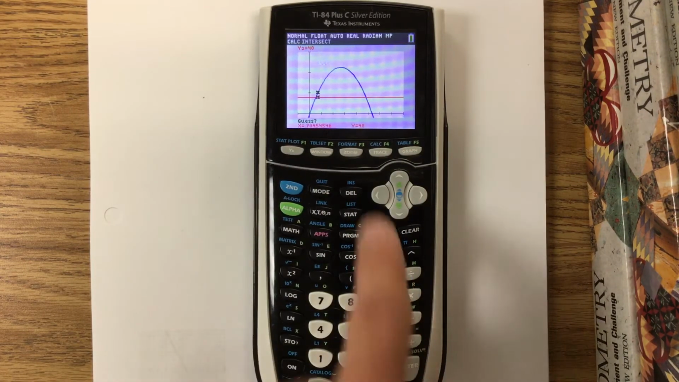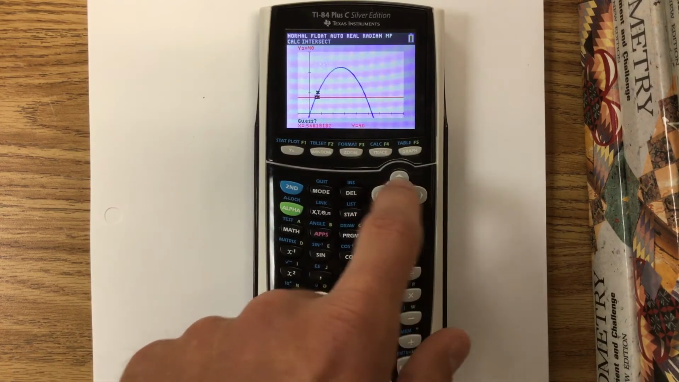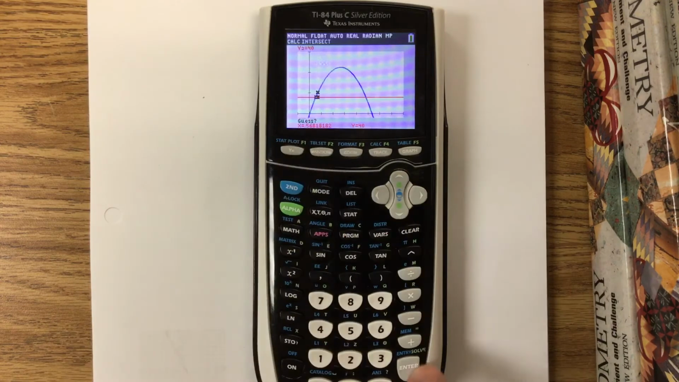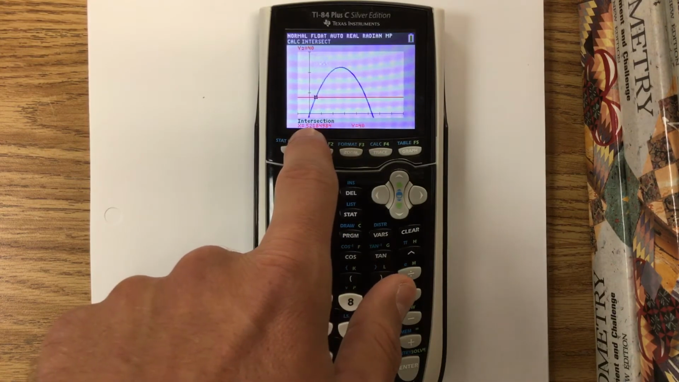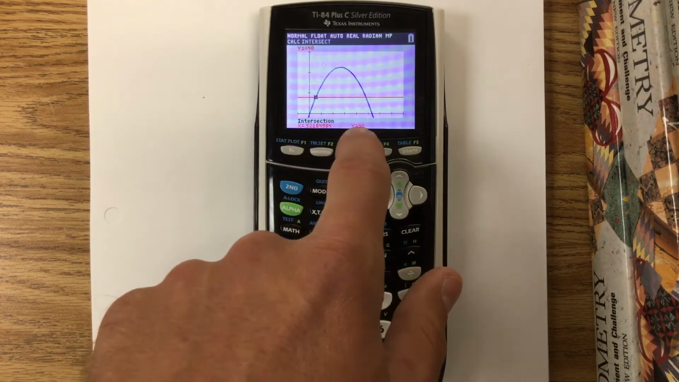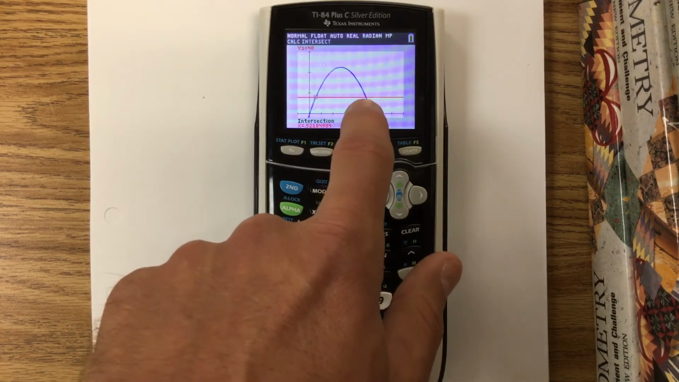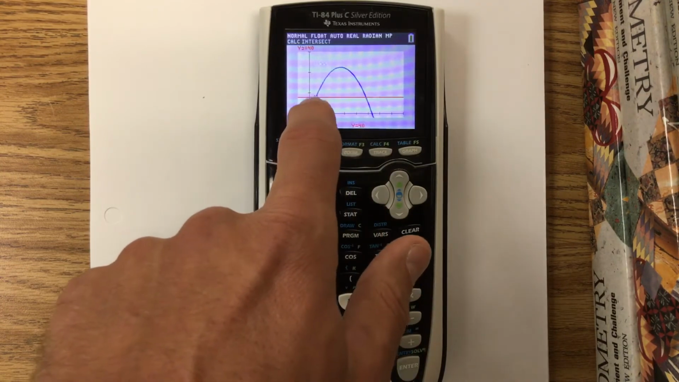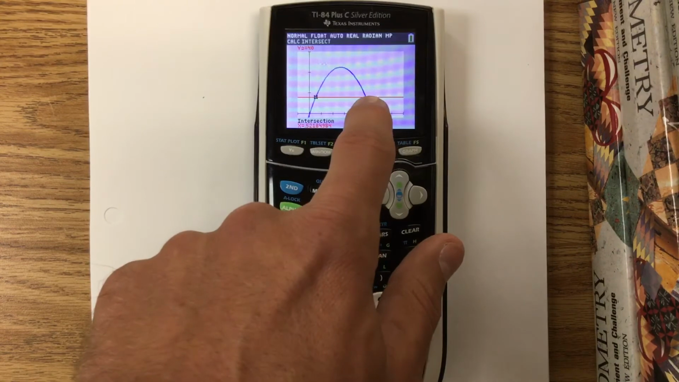Press enter. The next part is going to say guess. You can move the cursor once again, and I think maybe that's where the intersection point is. And there's my first intersection point. So that means at about 0.52 seconds, it finally hit an initial height of 40 feet. Now we're going to find the other one. Remember, it's going to hit 40 feet on its way up, hit its high point, and come back down. So we're going to try and find that second one.